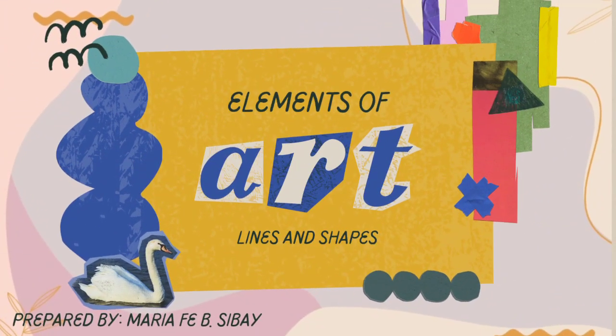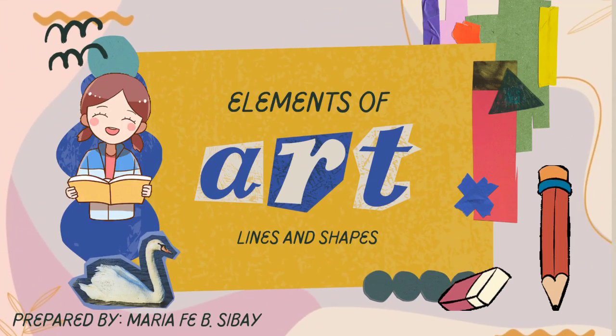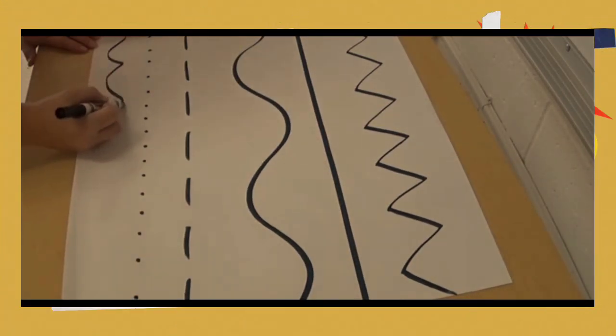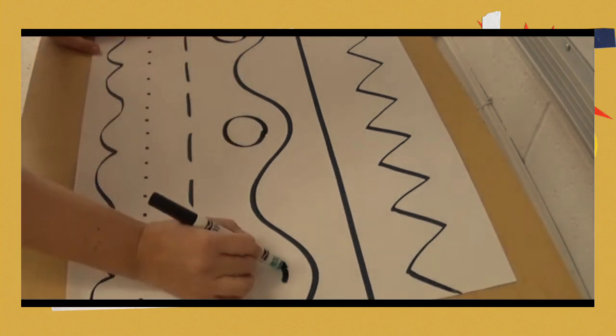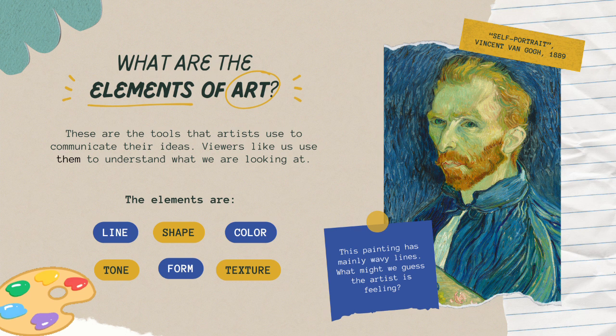Hi. Hello. Let us learn the elements of art. Lines and shapes. For the elements of art we have line, shape, color, tone, form, and texture.